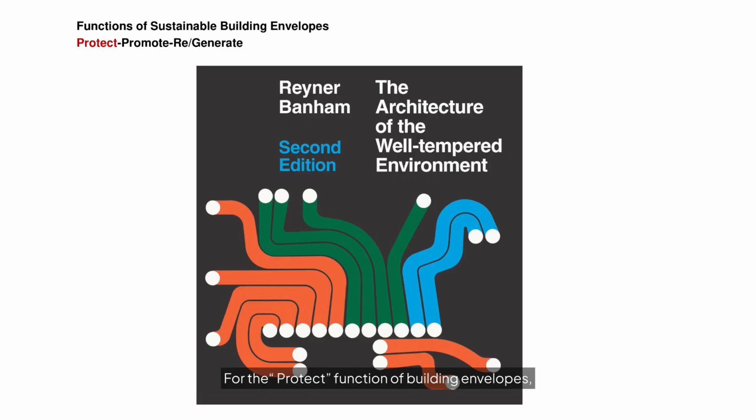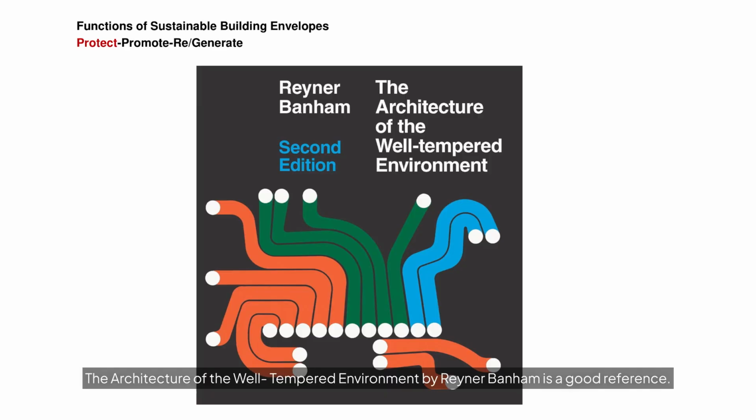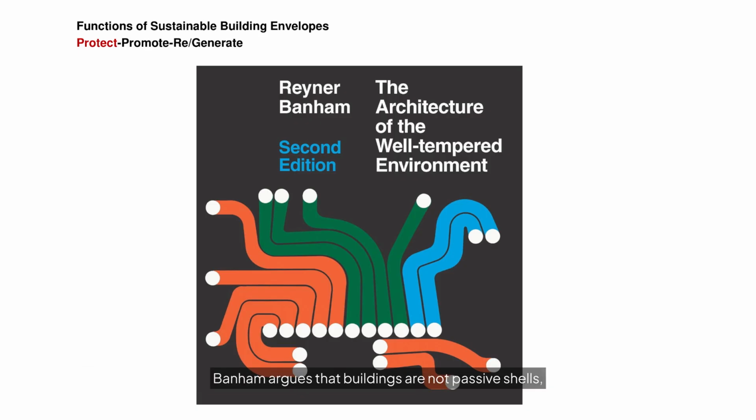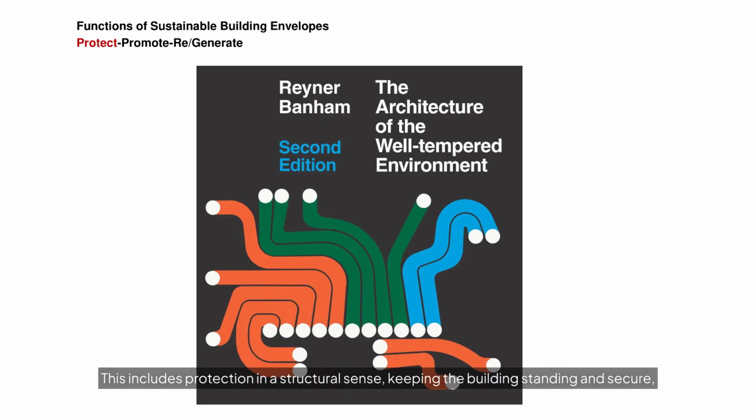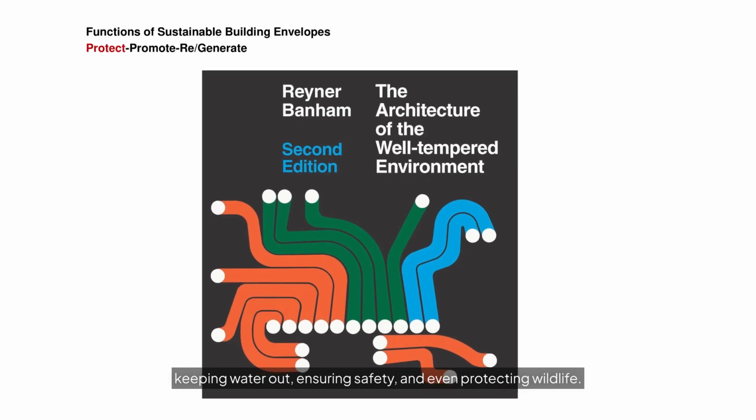For the protect function of building envelopes, The Architecture of the Well-Tempered Environment by Reyner Banham is a good reference. Banham argues that buildings are not passive shells, and they are gizmos that actively control the indoor environment. In this view, the enclosure becomes an active system, one that filters, regulates, and maintains conditions. This includes protection in a structural sense, keeping the building standing and secure, as well as environmental protection, shielding us from weather, controlling heat, keeping water out, ensuring safety, and even protecting wildlife.